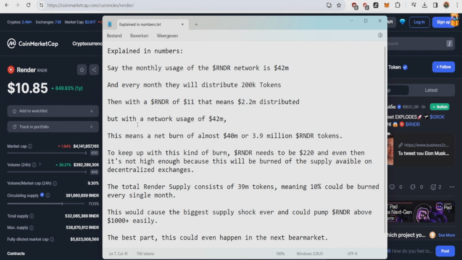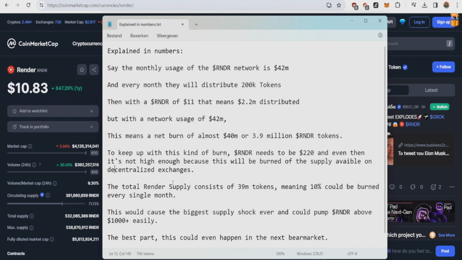every month. But the network usage with an OpenAI variant on StabilityAI could be 42 million. This means a net burn of almost $40 million, or 3.9 million render tokens, every single month. So to keep up with this kind of burn, render needs to be $220 to be even. And even then, it's not even high enough, because this will be burnt off the supply available on decentralized exchanges. And the amount of available tokens on decentralized exchanges could be way less than the supply.